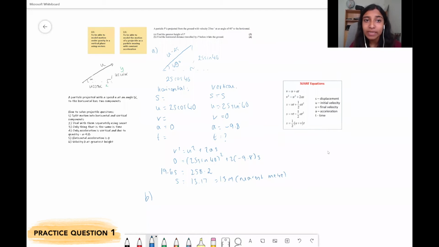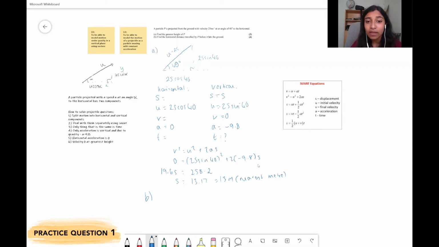Now if we move on to part B, we want to find the horizontal distance travelled by P before it hits the ground. Before it hits the ground, your particle is going to go all the way to the top to your greatest height and then all the way down. First you want to find the time it would take our particle to go all the way up and all the way down. We can do that using our vertical components. Because we only have 2 values for horizontal, there's not much we can do until we get at least one more value that we can plug into our equations.